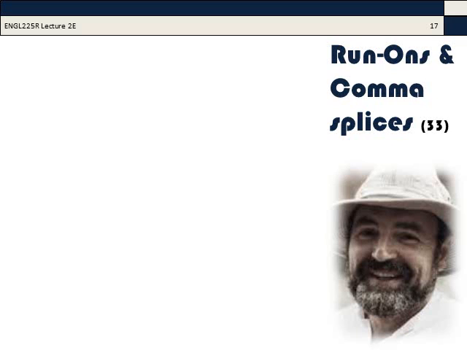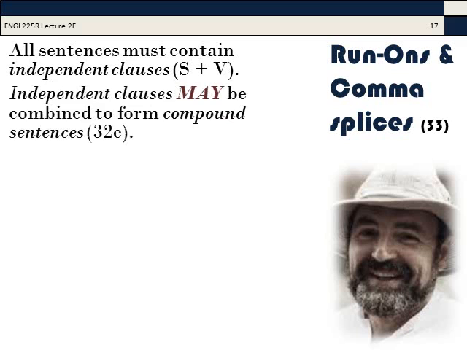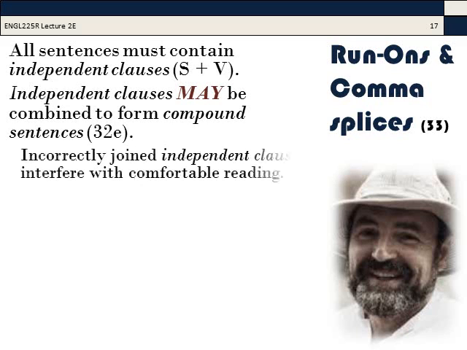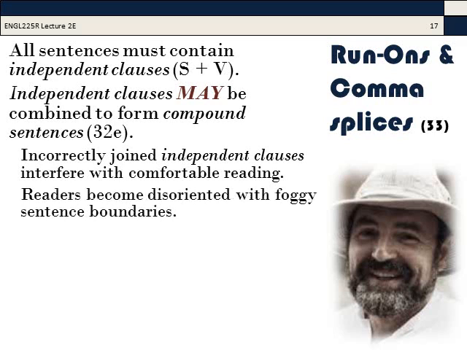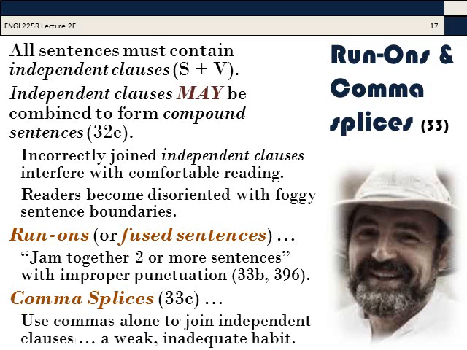Okay, now let's look briefly at run-ons and comma splices. All sentences must contain independent clauses. Independent clauses may be combined to form compound sentences, but incorrectly joined independent clauses interfere with comfortable reading, and they leave readers disoriented. Run-ons, or fused sentences, as Fagley puts it, jam together two or more sentences with improper punctuation. Comma splices are particular kinds of run-on which use commas alone to join independent clauses.